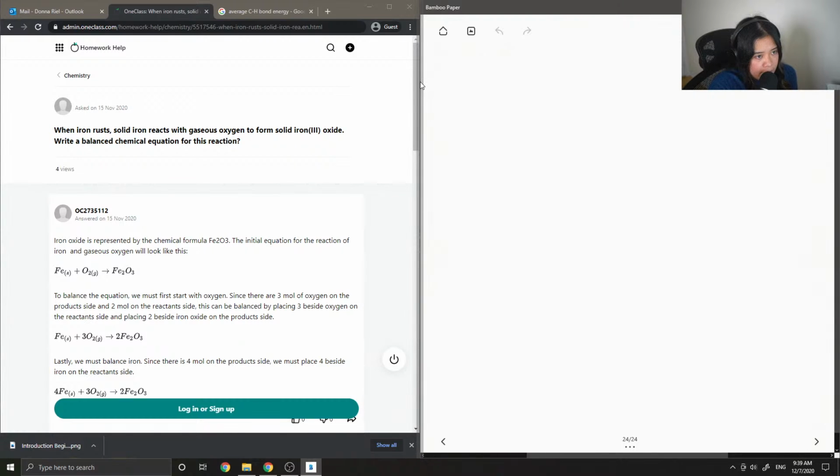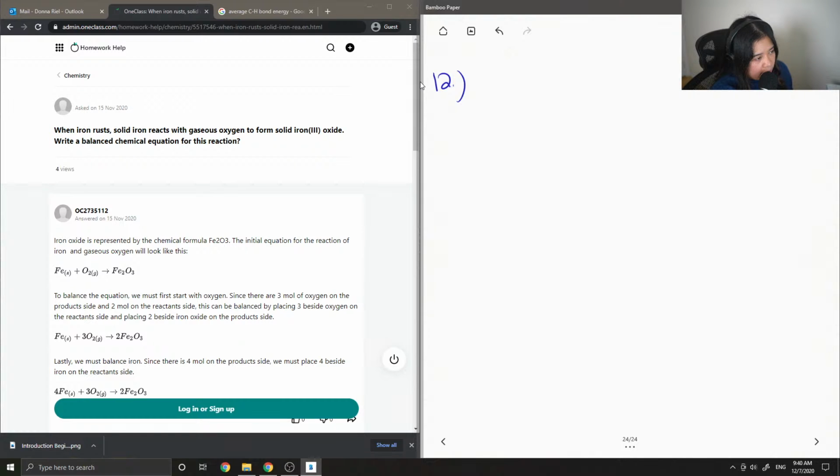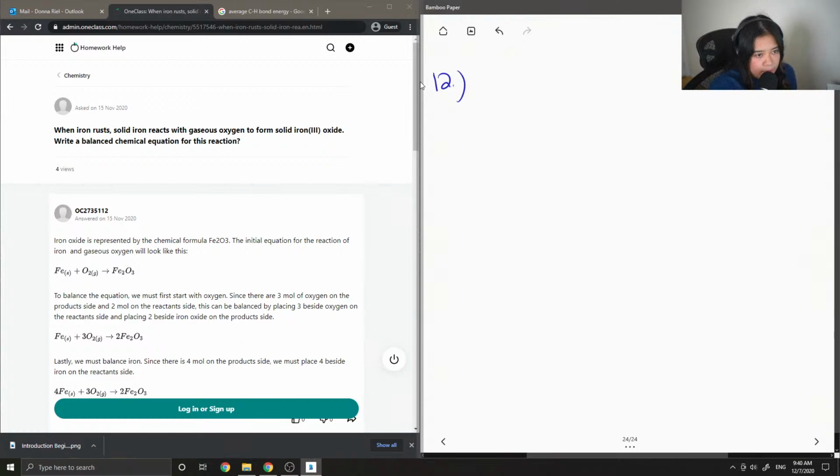Question 12 says, when iron rusts, solid iron reacts with gaseous oxygen to form solid iron 3 oxide. Write a balanced chemical equation for this reaction. So they kind of worded it out for us. We know that we have solid iron reacting with O2 gas to form iron 3 oxide.